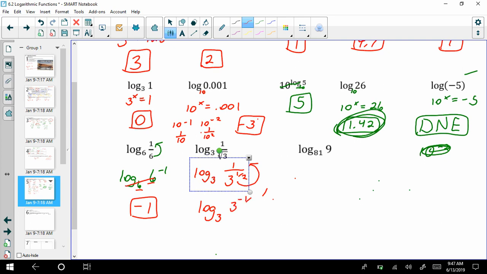So now it's 3 to the negative 1/2. And the reason why I did that is my bases match, so they're canceling. And my exponent that's left is negative 1/2.